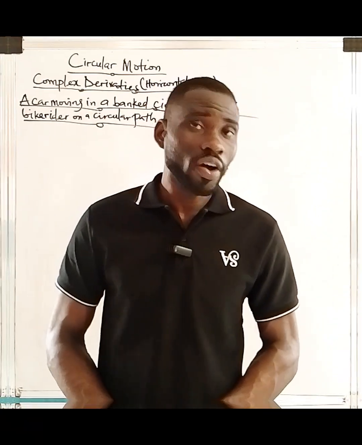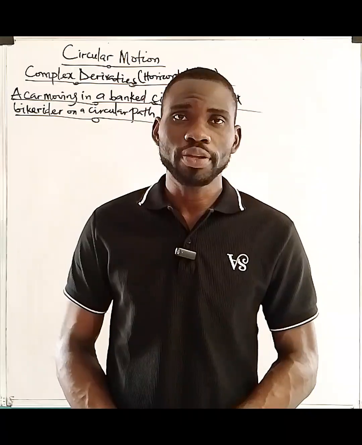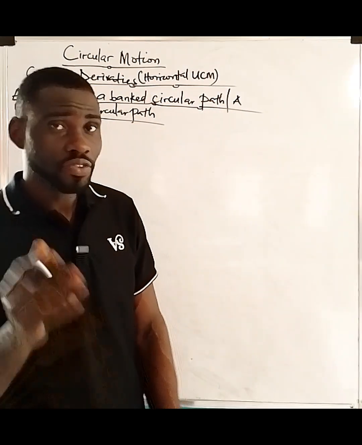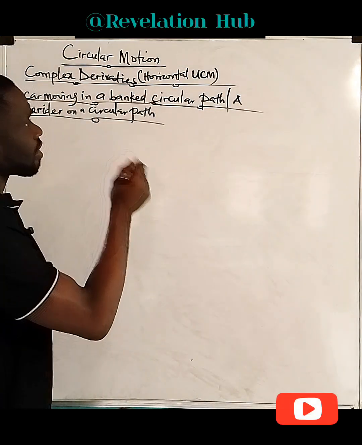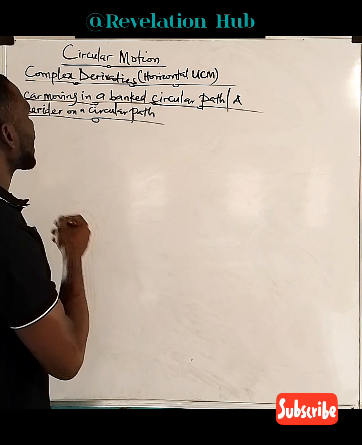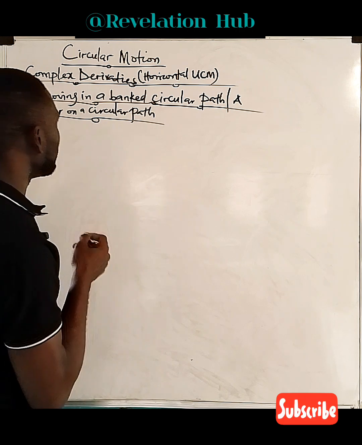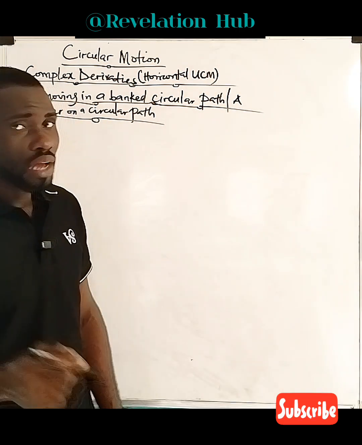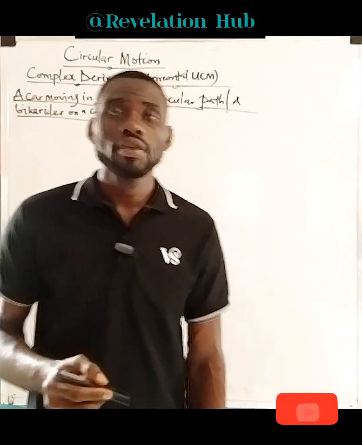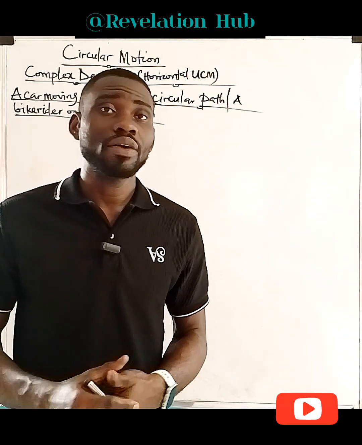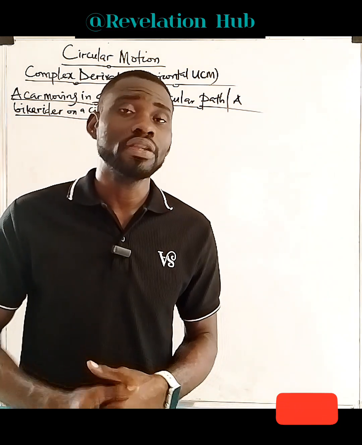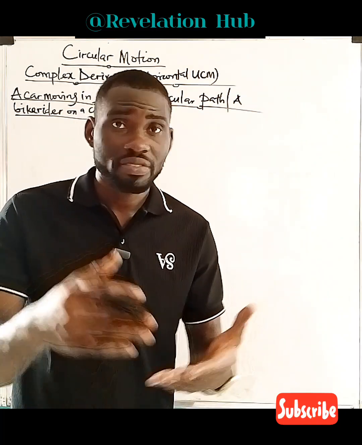Hello guys, in this lesson we are going to continue working on horizontal uniform circular motion. Today we are looking at a car moving on a banked circular path, or a bike rider moving on a circular path. In our two previous lessons, we looked at a conical pendulum, and after that, a car simply moving on a plain circular path.